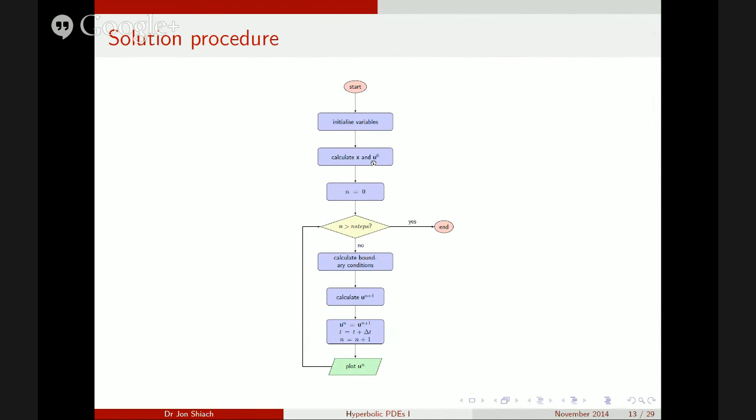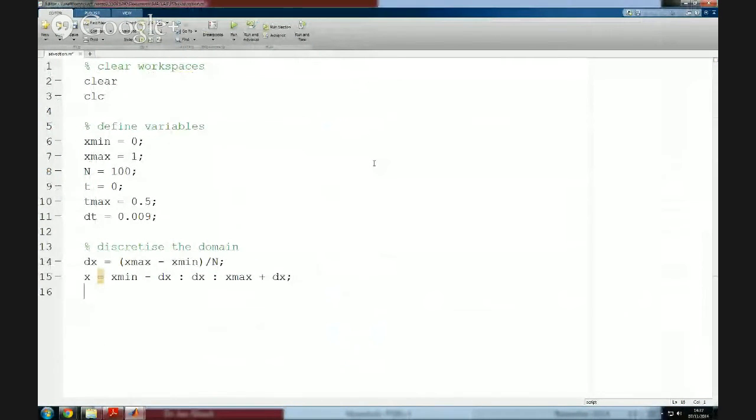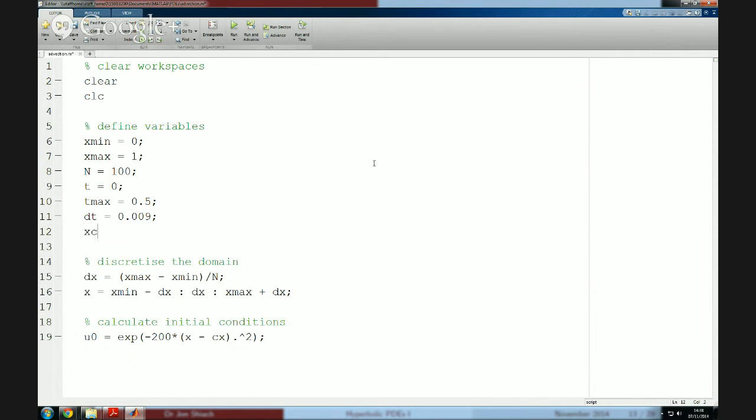That's what I'm going to do now. Okay, so u0 is my initial conditions. So calculate the initial conditions. Right, so I'm going to call it u0, and it's some function of x. I think this is off memory, so I might get this wrong. It's minus 200 times x minus xc to the power 2. Okay, I think that's right. What I haven't done is define xc. So I'll do that here. And I'm going to have it centered at 0.25. Okay, these are my initial conditions.